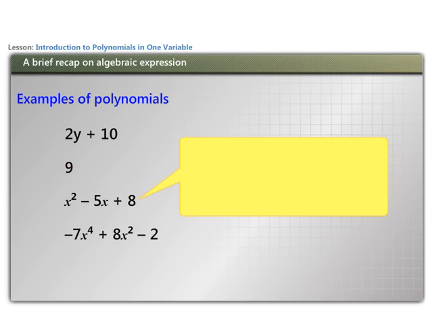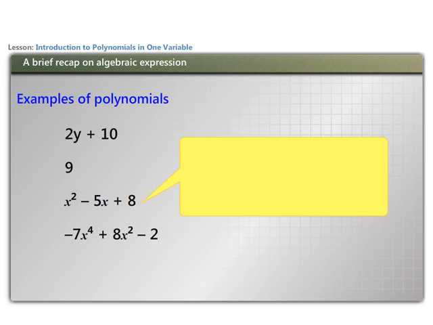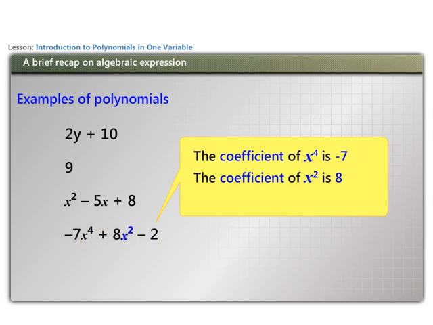In the next polynomial, x square minus 5x plus 8, the coefficient of x square is 1 and the coefficient of minus 5x is minus 5 and 8 is the constant term. In this polynomial, minus 7x to the power of 4 plus 8x square minus 2, the coefficient of x to the power of 4 is minus 7. The coefficient of x square is 8 and minus 2 is the constant term.